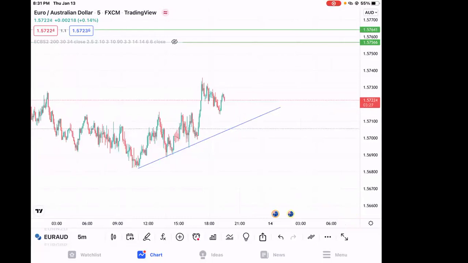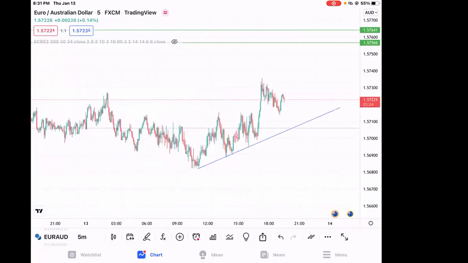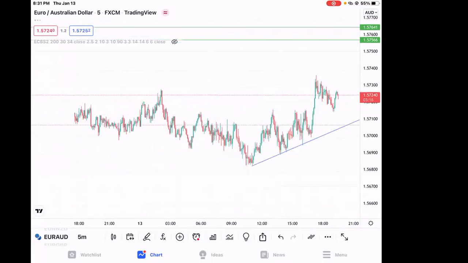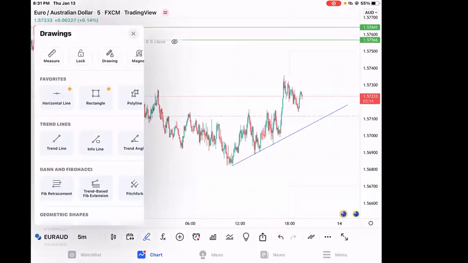But if the market is consolidating, I know you guys know what consolidation is, the market is moving sideways, like range markets, just going sideways. It's not going up, it's not coming down. That's a consolidating market. Something like this here. Let me see this.